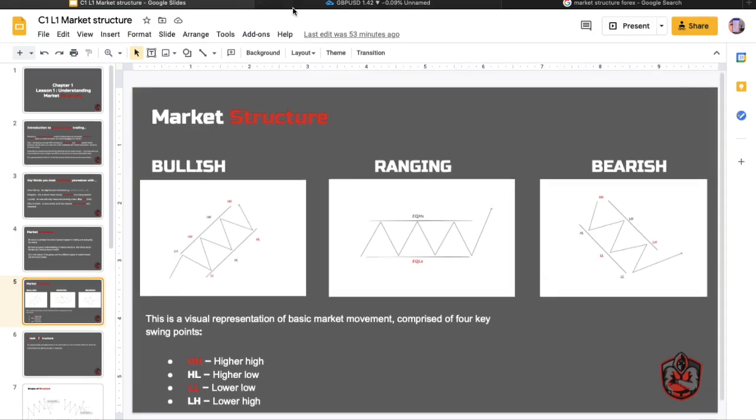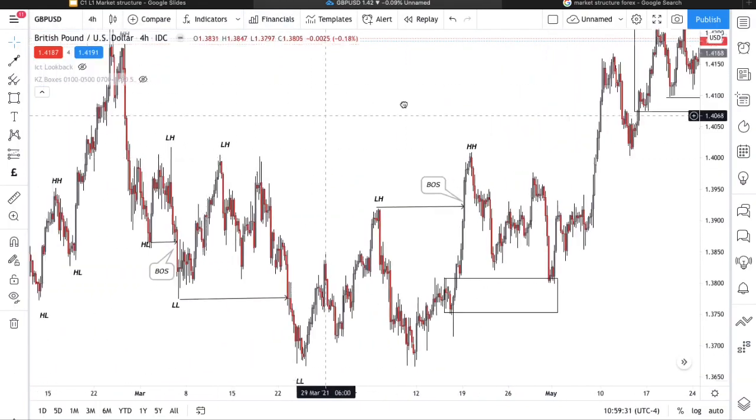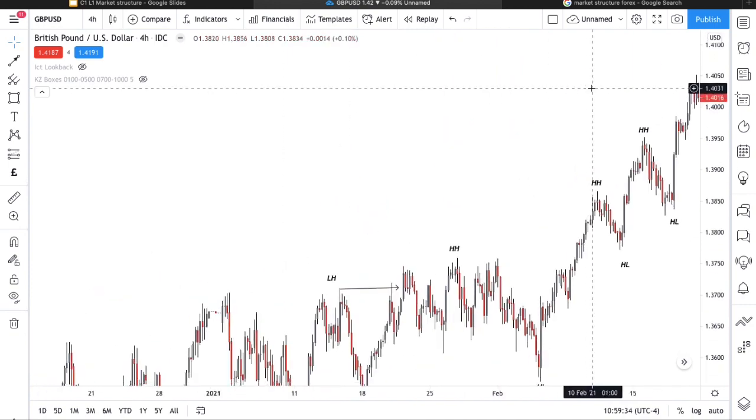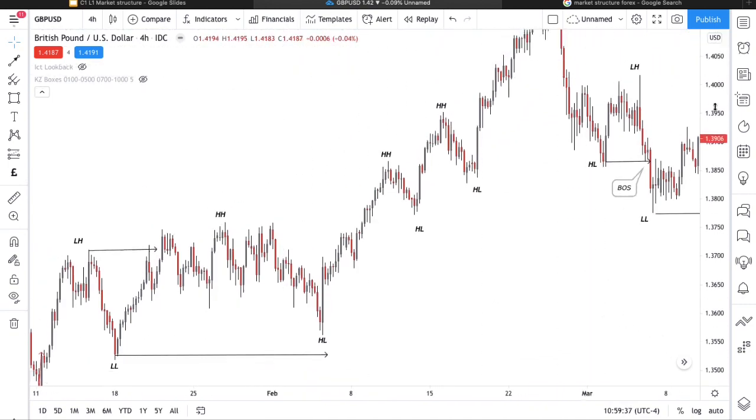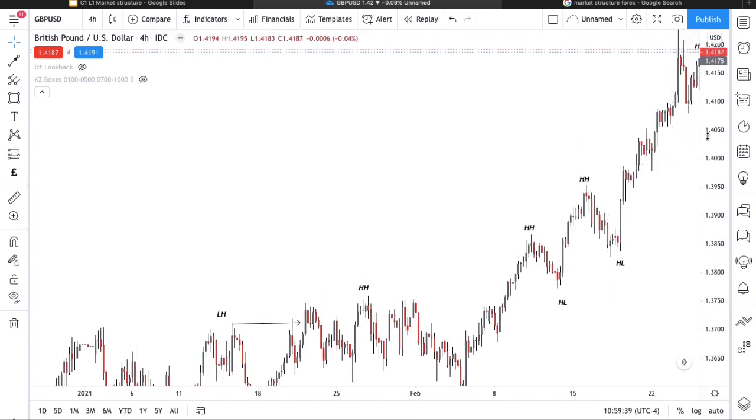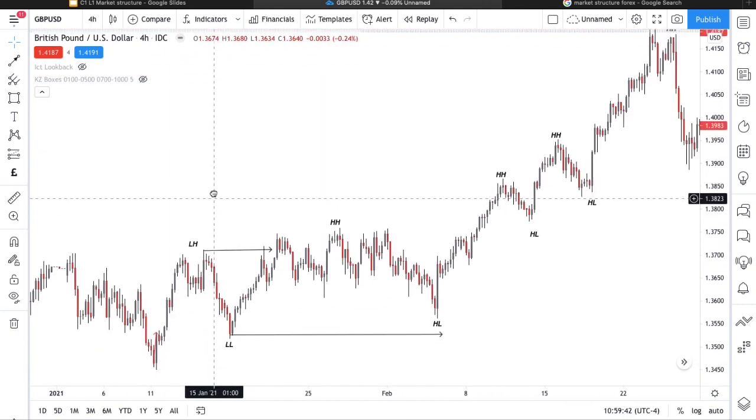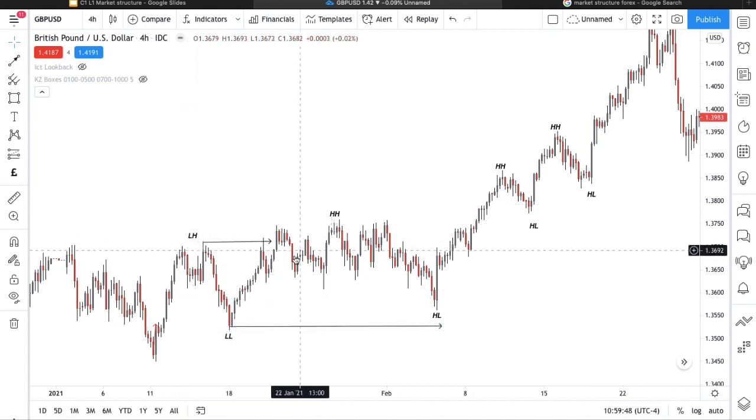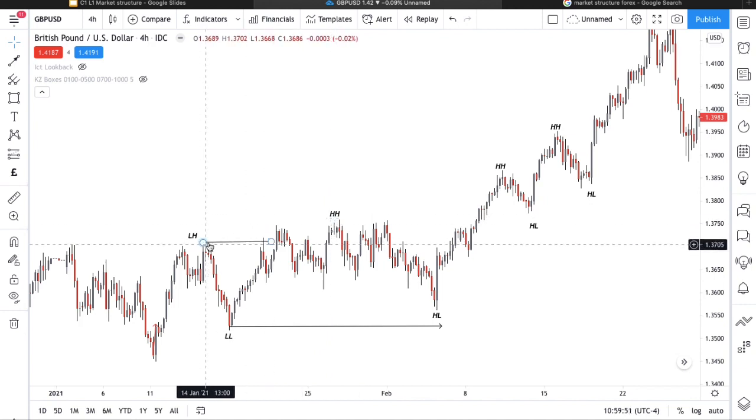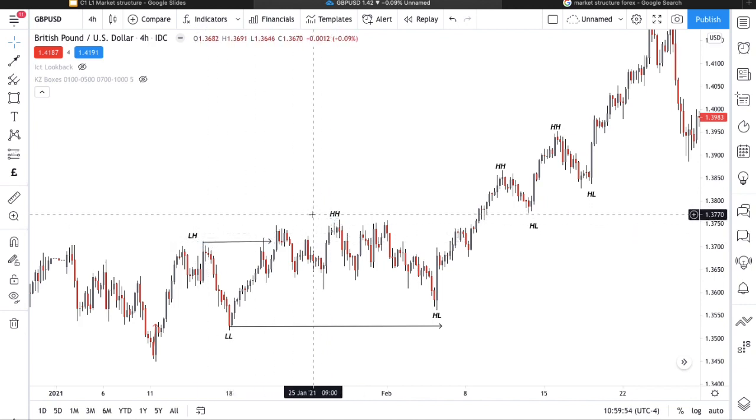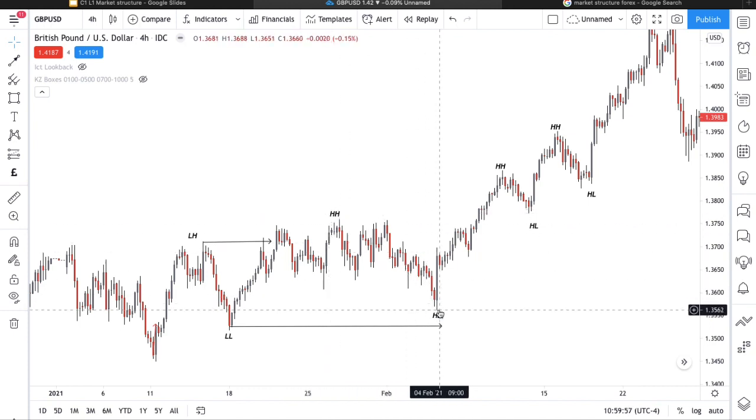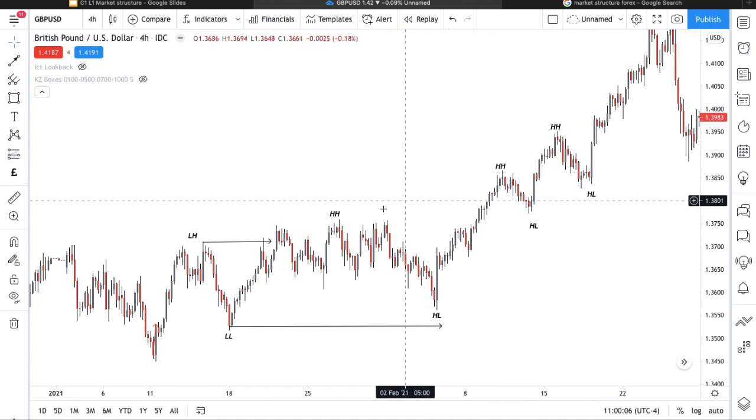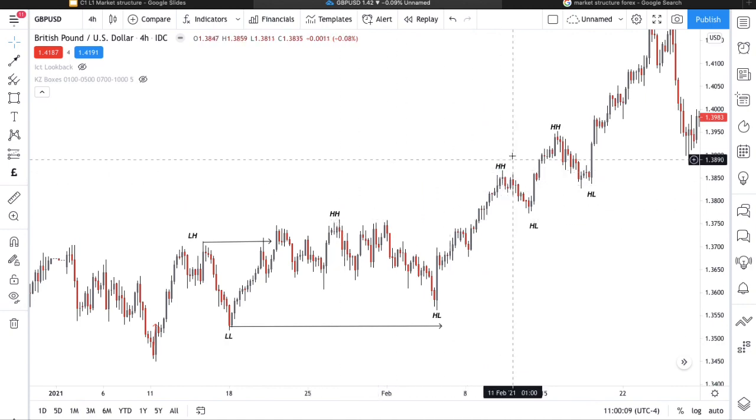Now, if I just show you an example on GU, right over here, we can clearly see price is printing a series of higher highs and higher lows, right? As we can see here, this was a lower high, then we have a lower low. Price impulses over to the upside, closing above this lower high over here, therefore printing a new higher high. When price then pulls back, it fails to close below this low, therefore creating a higher low. And then price impulses over to the upside, closing above this higher high, therefore creating an even higher high. And then so on.